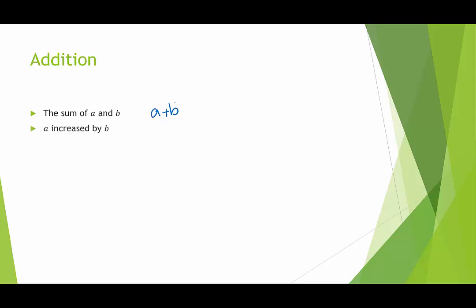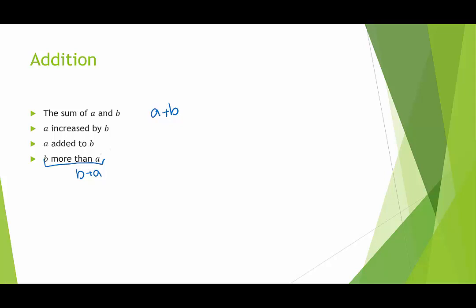A increased by B also means A plus B. A added to B would be A plus B. B more than A would also imply A plus B. Now, because addition has this special property called the commutative property, meaning A plus B is the same as B plus A, if you said B more than A and you wrote B plus A, that's technically correct, but if we're translating it into how it's written into math, then it should be A plus B.